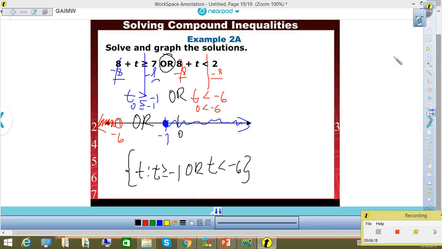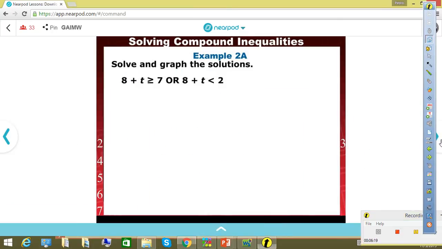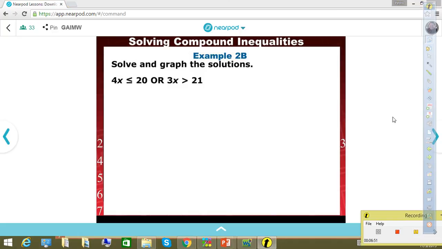Okay, on your screen, I'm going to forward this one so you can do the next one by yourself. See how you do. Example 2B. It says solve and graph the solutions: 4x less than or equal to 20 or 3x greater than 21. It should be on your iPad, right? No, you can't write on it. I said copy that one on your paper. Do it on your paper. Copy that and solve. Go. See what you get. All right, it should be done by now. Get me started, please, Idalis. What do I do?